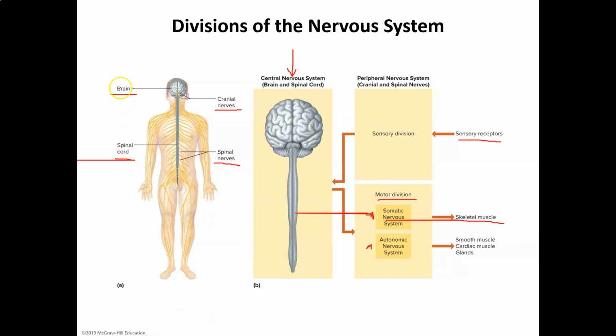So, brief review: central nervous system, brain, spinal cord. Peripheral nervous system, cranial nerves, and spinal nerves. Peripheral nervous system broken down: sensory receptors bring input into the brain and spinal cord. Motor division sends signals out to the body to do something with that information.